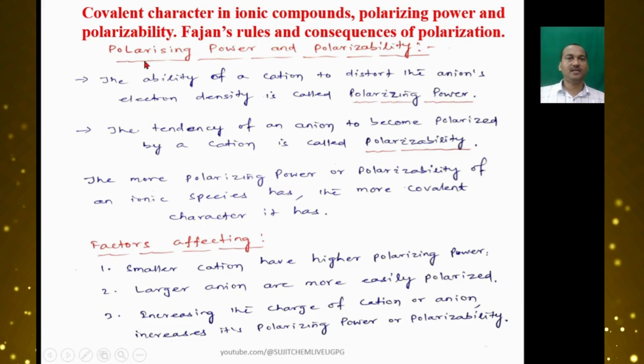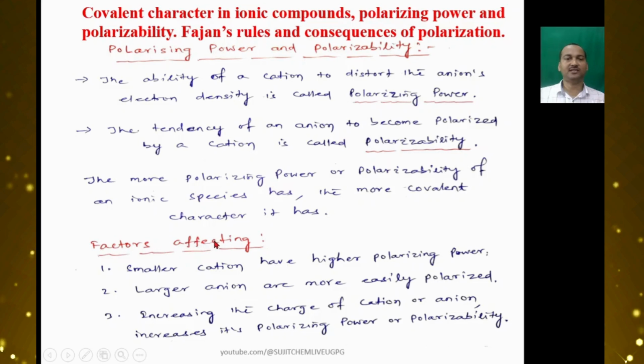So next is what is polarizing power and polarizability. So the ability of a cation to distort the anion's electron density is called polarizing power. And the tendency of an anion to become polarized by a cation is called polarizability. So the more polarizing power or polarizability an ionic species has, the more covalent character it has.